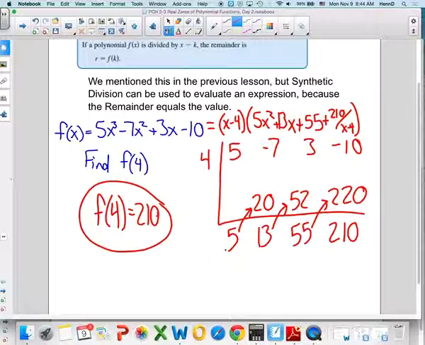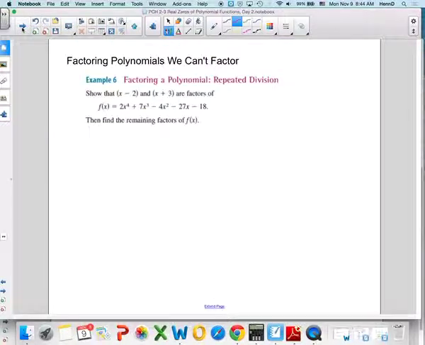Alright, so how are we going to come up with these? Do we just pick random numbers? Obviously not. This brings us to our essential question: how do we factor things we can't factor? How do we factor stuff that we can't factor? We don't see a pattern there. We can't really do grouping even.